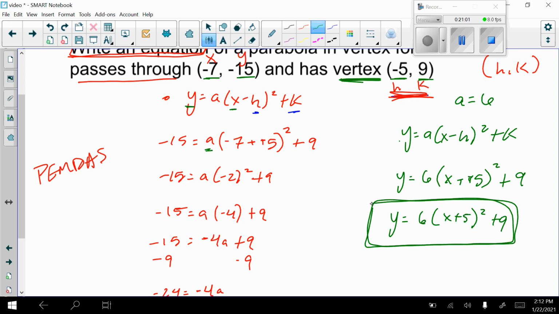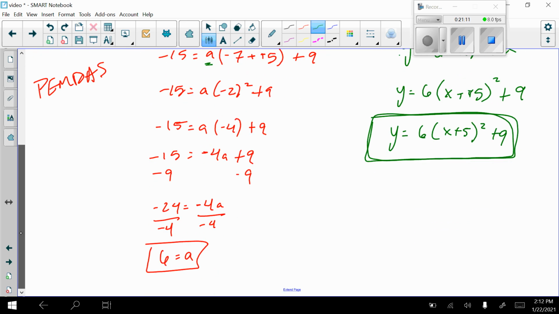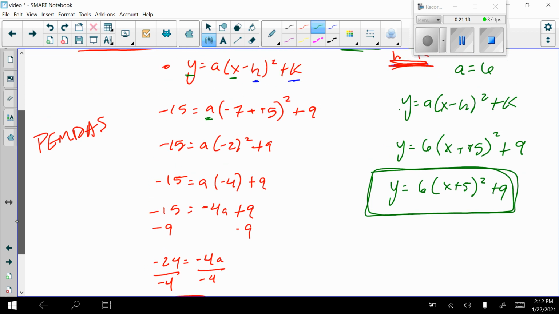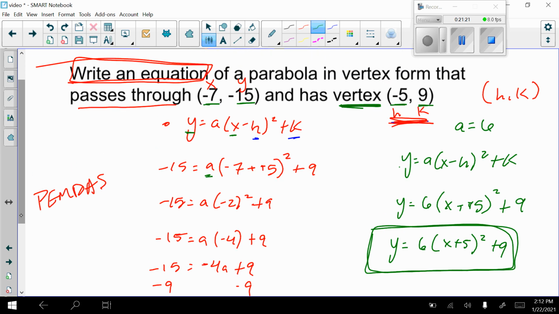All right, so what we did, we took x and y, the point that it went through, and the vertex, and we plugged those into our equation. We solved it down for a, and once I had a, I used a and the vertex to write out the actual equation.